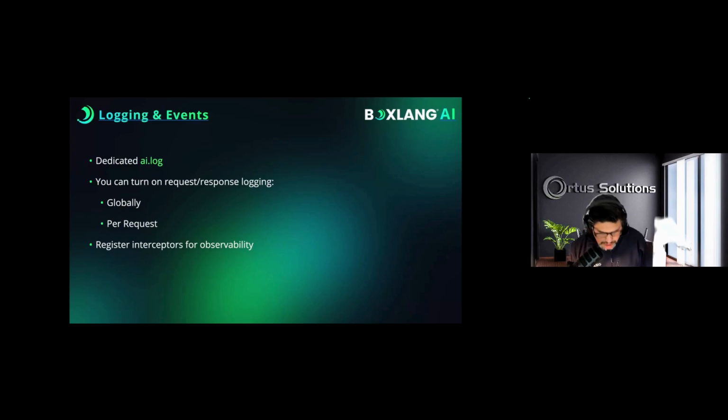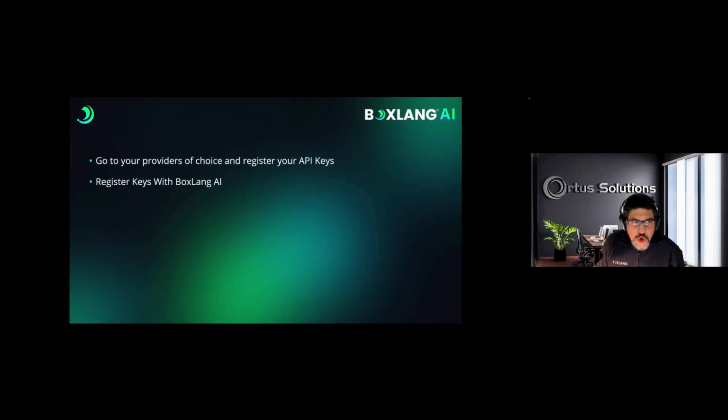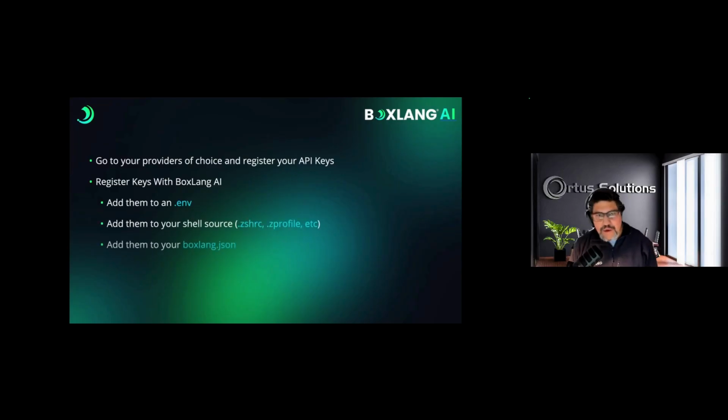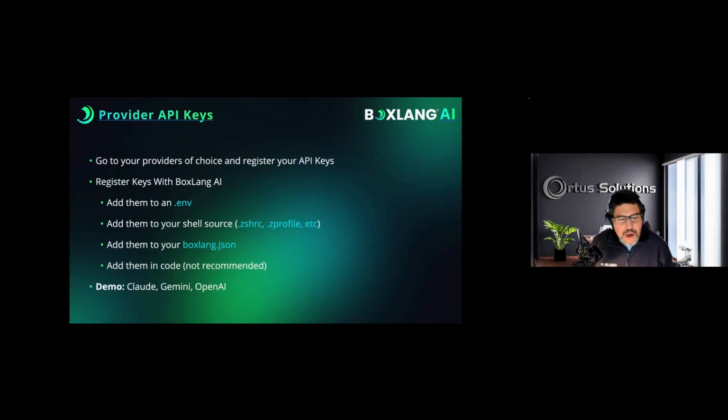Once you have installed BoxLang and BoxLang AI, you can go to your providers of choice and you need API keys. So you can register those API keys with BoxLang in many capacities. You can actually create an env file and BoxLang will automatically read it, or CommandBox. You can add them to your shell source if you're doing this at the operating system. You can add them to your BoxLang.json if you wanted to. Of course, you can add them in code, but obviously not recommended.